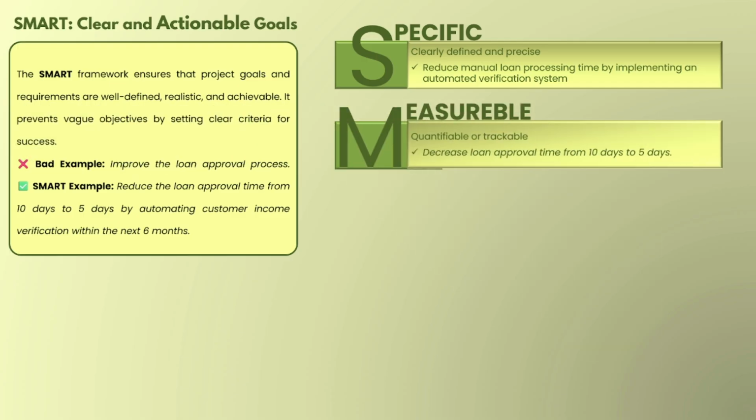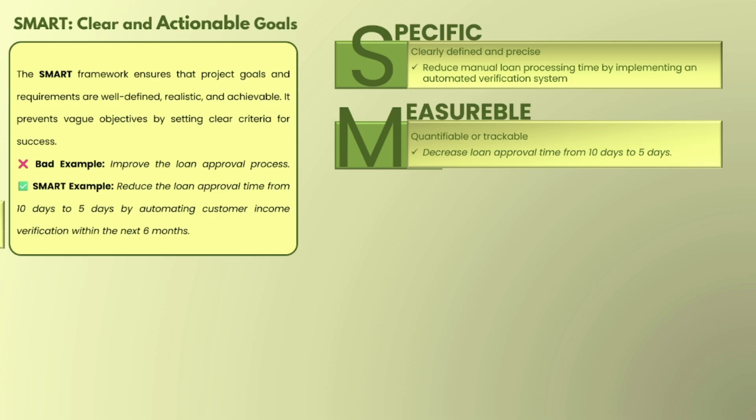Then M means measurable, something which is quantifiable or trackable. So if we write a requirement or a project goal, it should be written like this: decrease loan approval time from 10 days to 5 days. See, we are measuring it. 10 days is the initial figure in the current phase, and the to-be should be 5 days. So the requirement is quite measurable here.